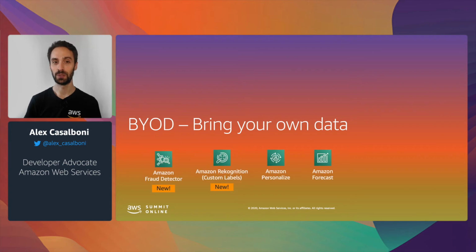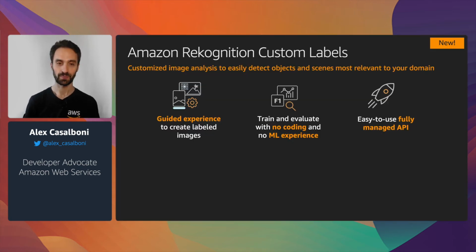So what they can do is bring their own data. They can build an avocado species data set and now use what we call Amazon Rekognition Custom Labels. Now, this is not the only option. We have already seen Amazon Fraud Detector. I also want to share with you Amazon Personalize and Amazon Forecast. So all these four services now allow you to bring your own custom data to build a custom model that works for your customers. Let me tell you about Custom Labels.